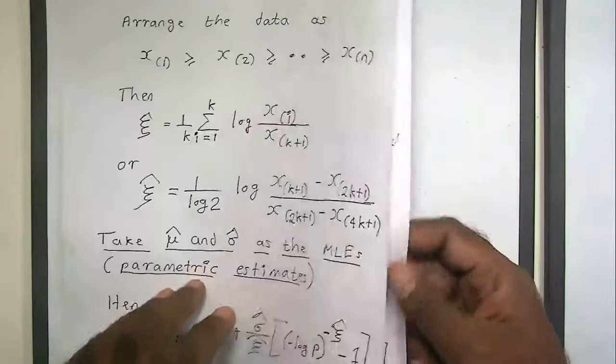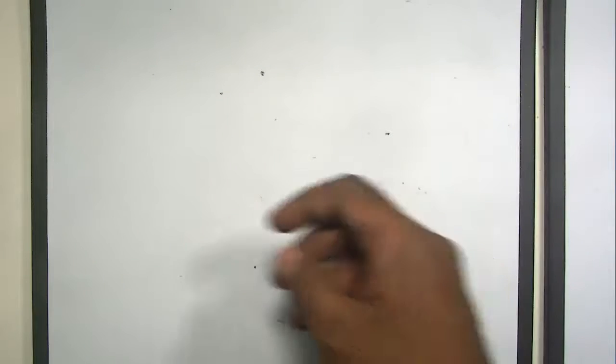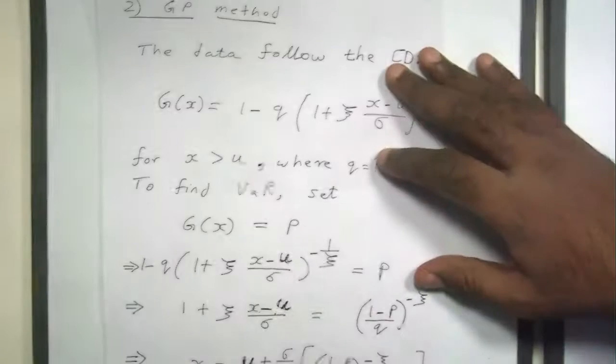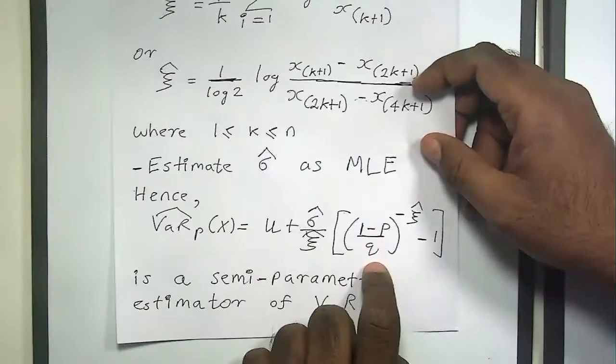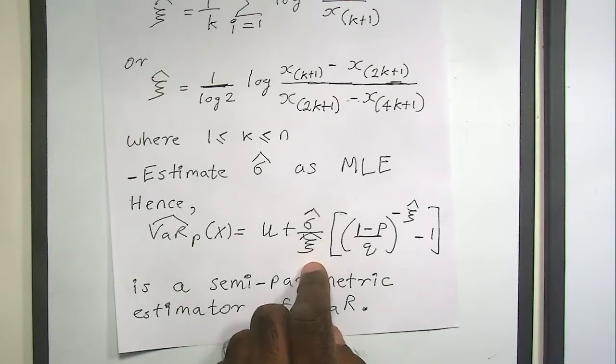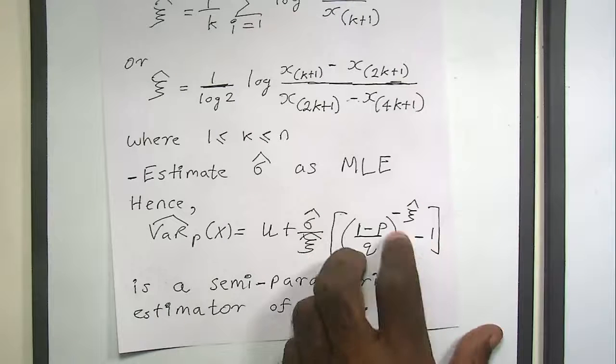And then I talked about the second of the 2 semi-parametric estimators. That one is known as the GP method, or the generalized Pareto method. For this one, the estimator for VaR is given by this formula here. In this formula, there are 2 parameter estimators, sigma hat and psi hat. Sigma hat is estimated parametrically, and psi hat is estimated non-parametrically. Therefore, this estimator is a semi-parametric estimator.